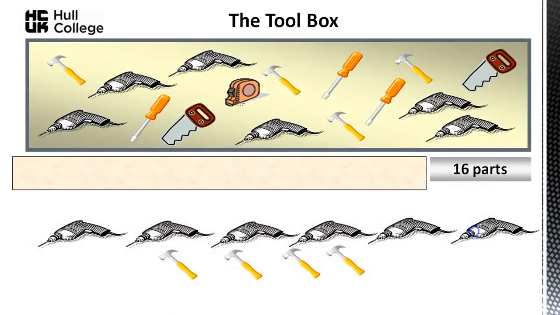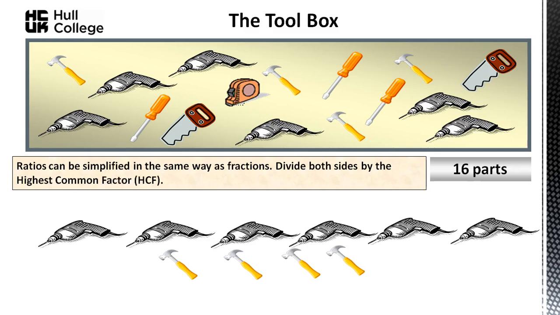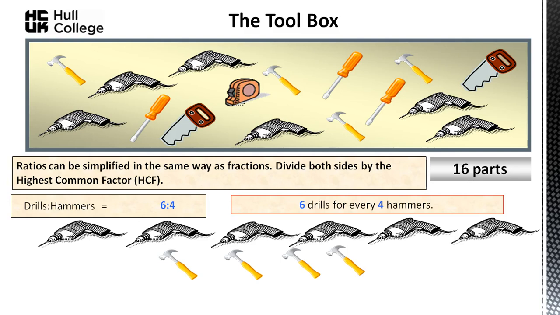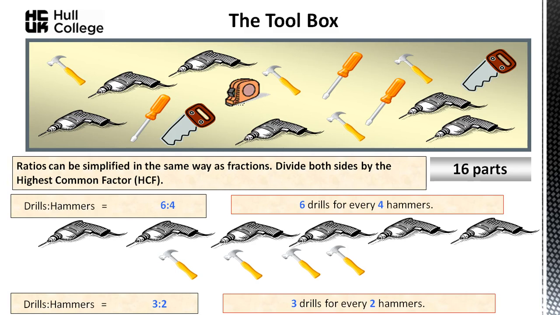Let's have a look at this toolbox. Ratios can be simplified in the same way as fractions, and to do this we divide both sides by the highest common factor. We must divide both sides by the same number. So, drills to hammers, 6:4. 6 drills for every 4 hammers. We need to find the highest common factor. This time it's 2. So 6 divided by 2 is 3. 4 divided by 2 is 2. So the new ratio becomes 3:2. That's 6:4 in its lowest form, which gives us 3 drills for every 2 hammers.